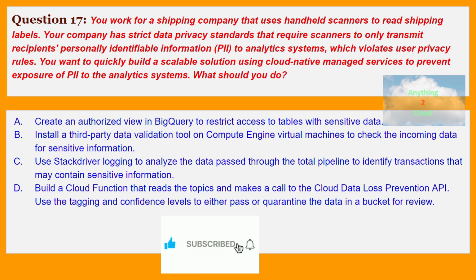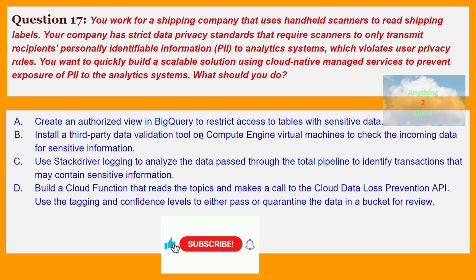The fourth one is build a Cloud Function that reads a topic and makes a call to the Cloud Data Loss Prevention API. Use the tagging and confidence level to either pass or contain the data in a bucket for review. So the question is, we need to build a scalable solution using cloud native managed services to prevent exposure of PII data to the analytics systems. What should we do for this one?